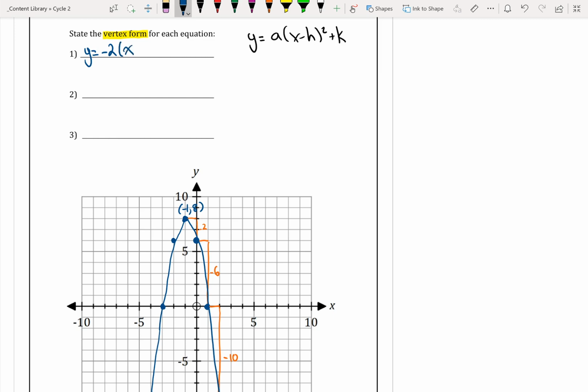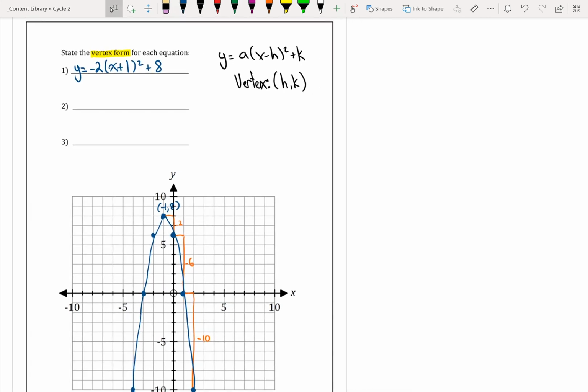The x we're not changing. The minus h, again remember the minus h comes from the vertex, because the vertex, when in vertex form, is just h, k. So the h value of my vertex is -1, but when it goes into the equation, it's the opposite, so it's +1. And the k value just stays the same, so it's +8. So that means the same parabola in vertex form has the equation y equals -2 times x plus 1 squared plus 8.